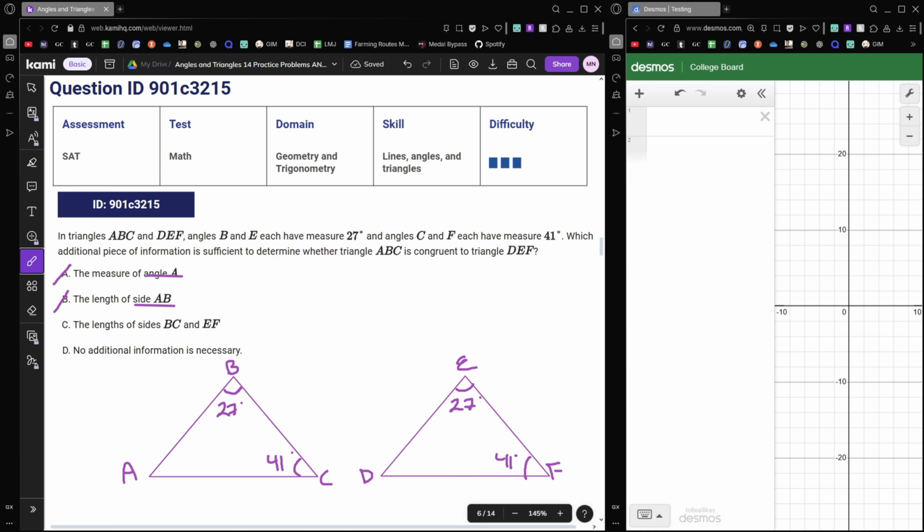Now let's look at C. The lengths of side BC and EF. So theoretically, let's say we did know the side lengths of BC and EF, and let's say they were congruent. We have an angle, a side, and an angle, side, and angle. That means that the angle side angle proof would apply, so C would be your answer. Now D would obviously also not be your answer because they only give us info on 2 sets of equal angles. So we have an angle and an angle. That would be the angle-angle proof. However, the angle-angle proof only works for proving similar triangles. It doesn't work for proving congruent triangles, so you would need more information.